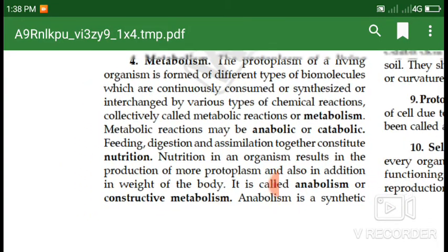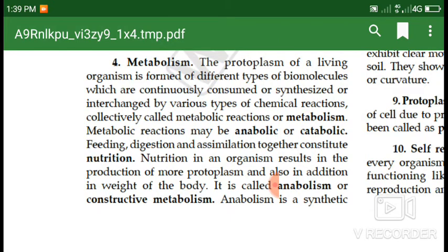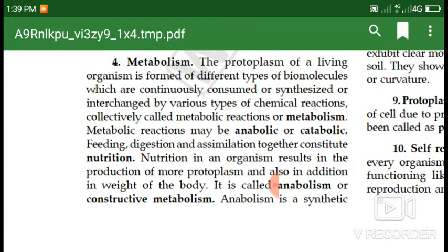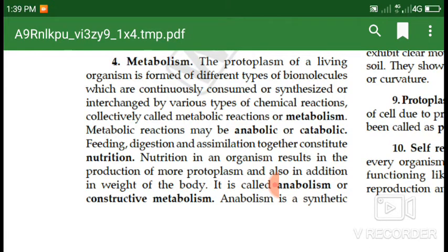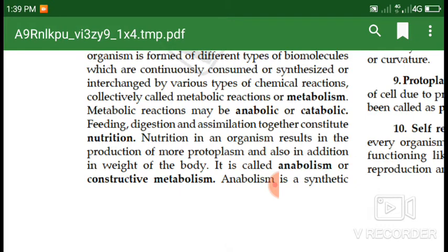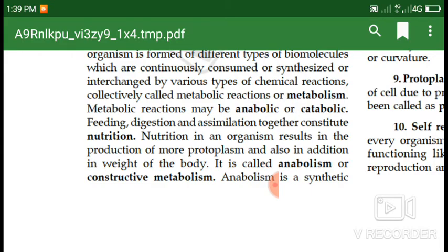Metabolism: the protoplasm of a living organism is formed of different types of biomolecules which are continuously consumed or synthesized and interchanged by various types of chemical reactions, collectively called the metabolic reactions or metabolism. Metabolic reactions may be anabolic or catabolic. Feeding, digestion and assimilation together constitute nutrition. Nutrition in an organism results in the production of more protoplasm, and also an increase in the weight of the body. It is called anabolism or constructive metabolism.